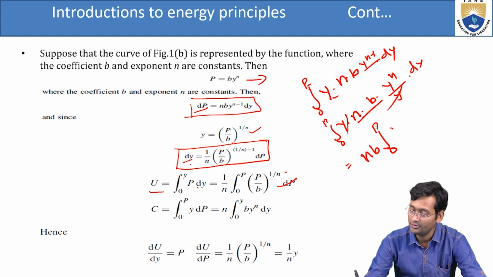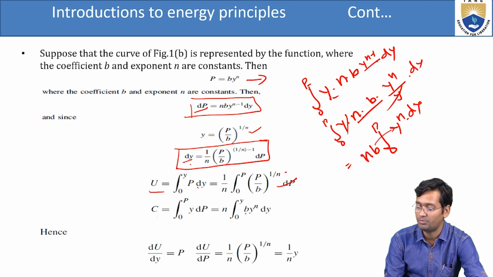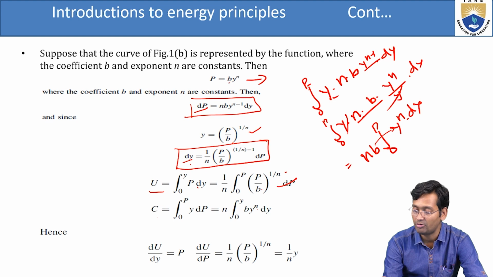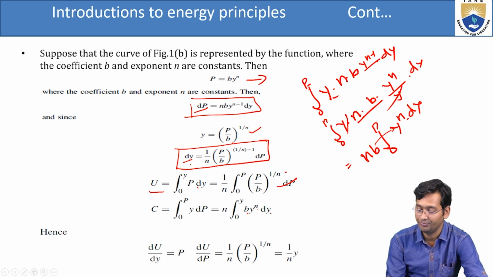Here, y to the power n dy. Or you can just put here n b, b y power n. So b y power n is what? P, right? So P dy. Just after removing that one. So n into b y power n dy. So from here what you will get? C equals to what? P dy.